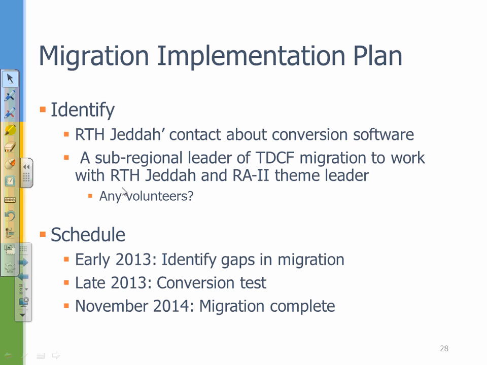So the ideal schedule will be that we identify gaps in migration early in the first half of this year, and start conversion tests later this year, and your region will be completed. We'll complete the migration by the deadline next year. So any questions so far about the sub-regional migration plan for traditional reports? Okay.